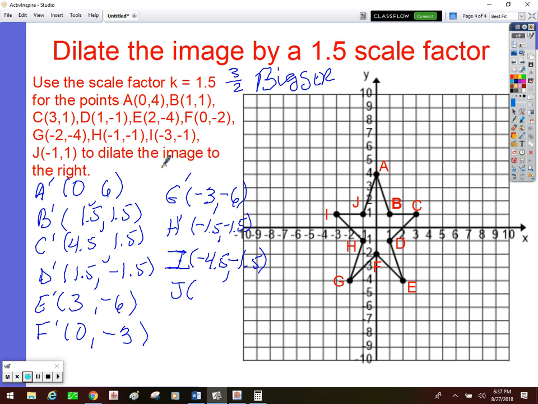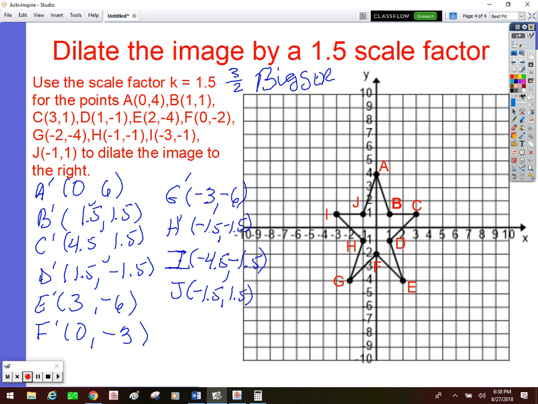All right, J is negative 1, positive 1. Well, it's just the opposite of D. Look at D. D is 1, negative 1. Just swap the coordinates. I'm sorry, swap the signs. So from D, I'm going to go negative 1.5, 1.5. Okay, all I did was multiply the x coordinate times the scale factor, the y coordinate times the scale factor. And that's all I did for every one of these, except I just did it the shortcut way.